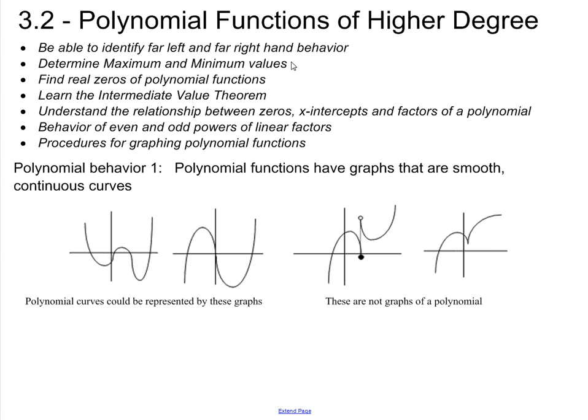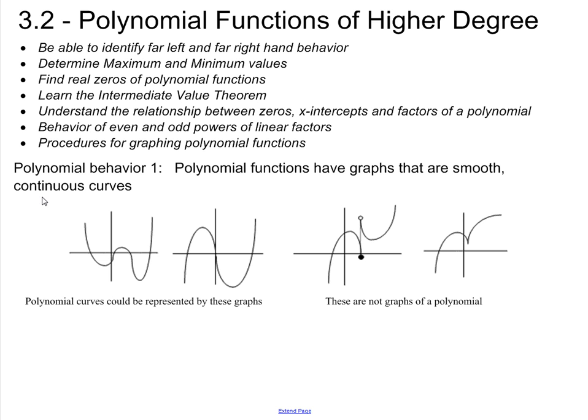graph, what that means, determining maximum and minimum values on a polynomial function and how we can determine where those occur, finding real zeros of polynomial functions, something we've basically already covered, but using the intermediate value theorem as a tool, understanding the relationship between zeros, x-intercepts, and factors of a polynomial, and the behavior of even and odd powers of linear factors so that we can get a procedure in place to get a basic sketch of a polynomial function based on these behaviors.